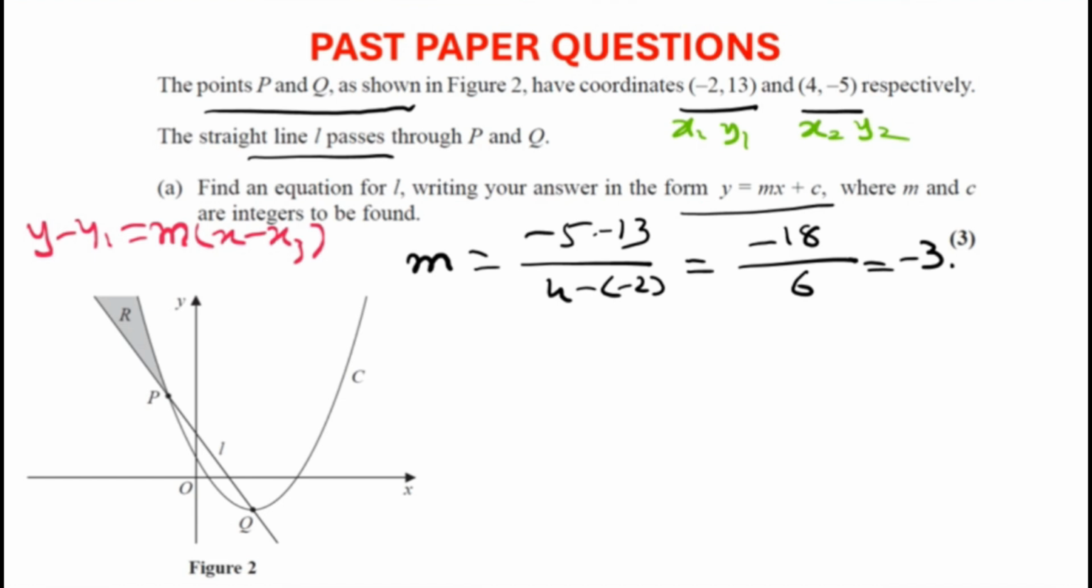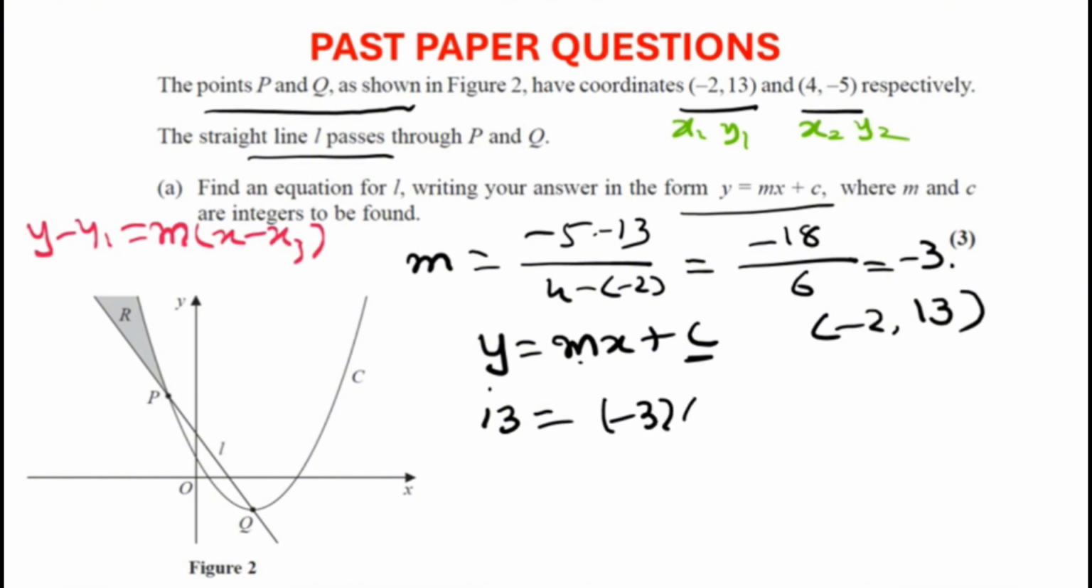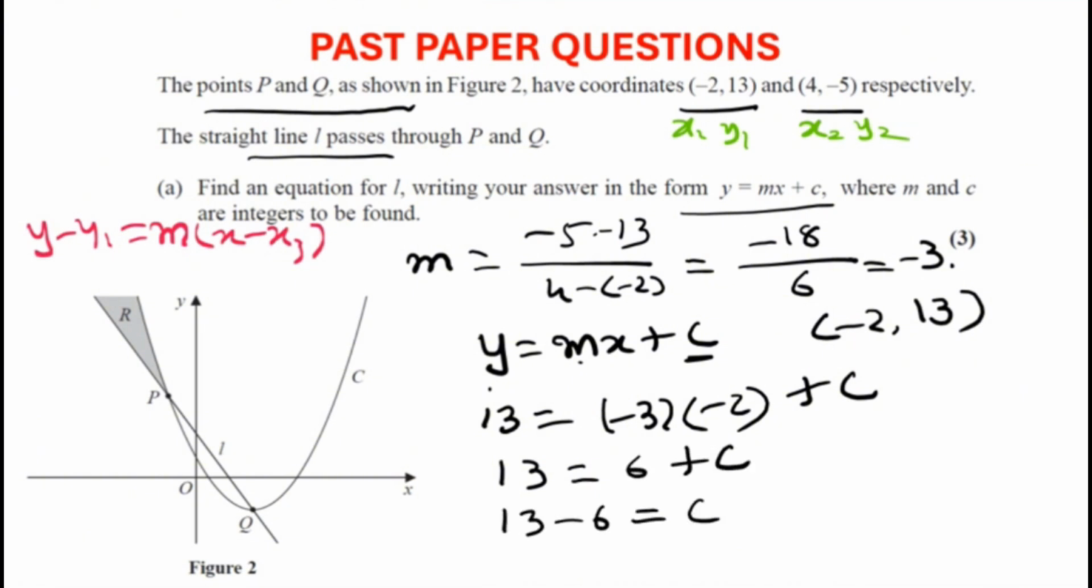So what I can do is, I know my equation is y is equal to mx plus c. I have to find the value of c. Already I found m. I can use either of the coordinates. So I can use minus 2 and 13. So instead of y, I can substitute 13. My m is minus 3 and my x I can substitute is minus 2, plus c. So when we simplify, it will give me the value of c, which is the y-intercept. So 13 is equal to 6 plus c. So 13 minus 6 is equal to c. So my c value is equal to 7.